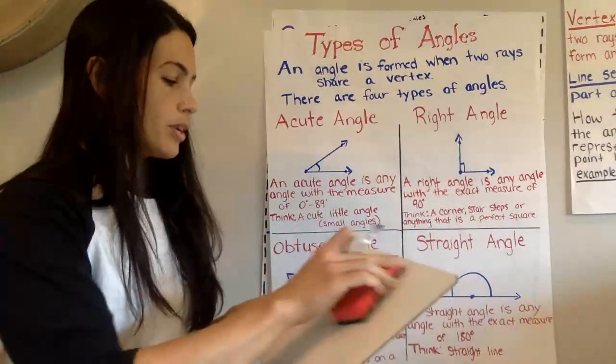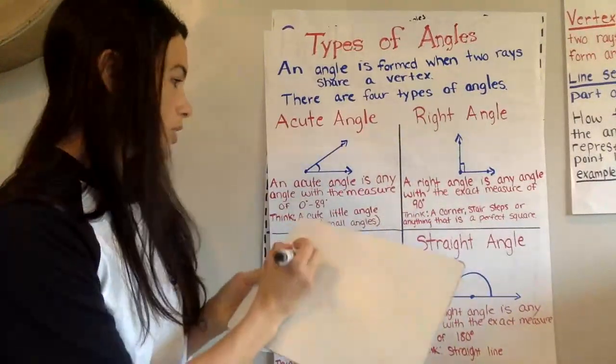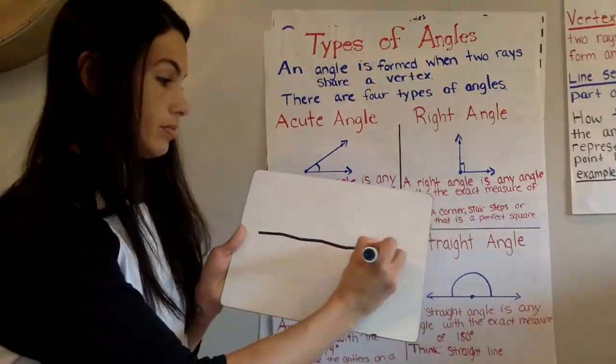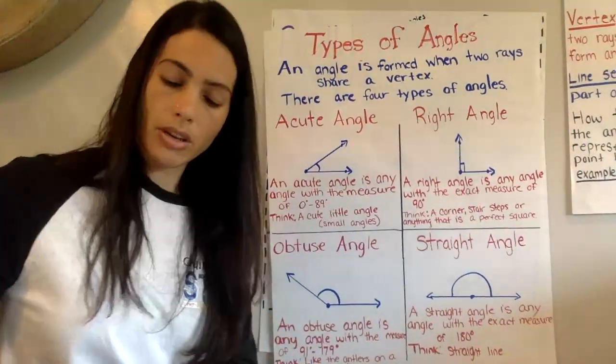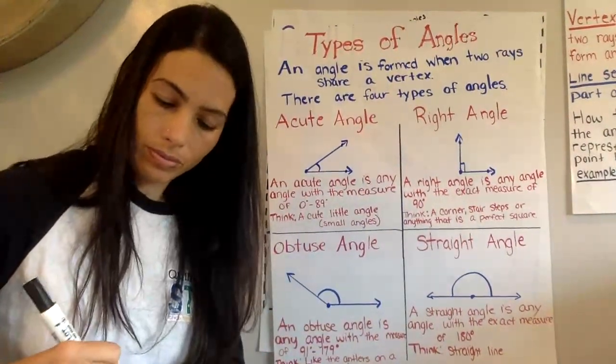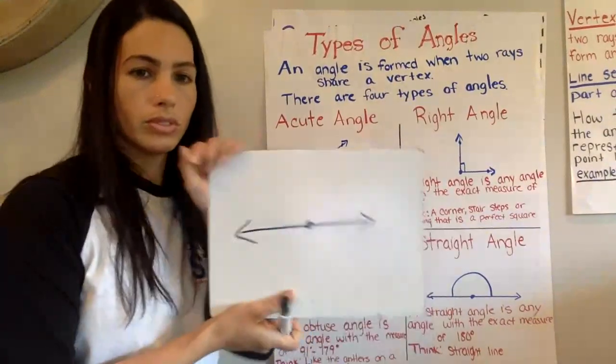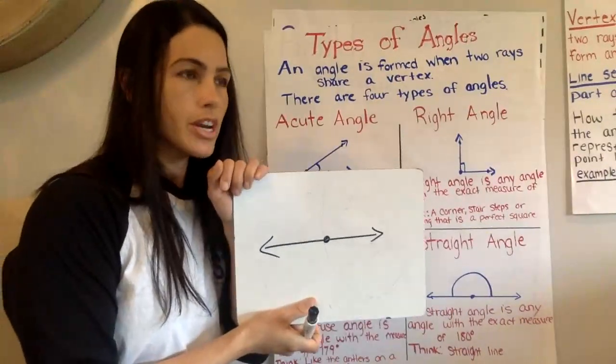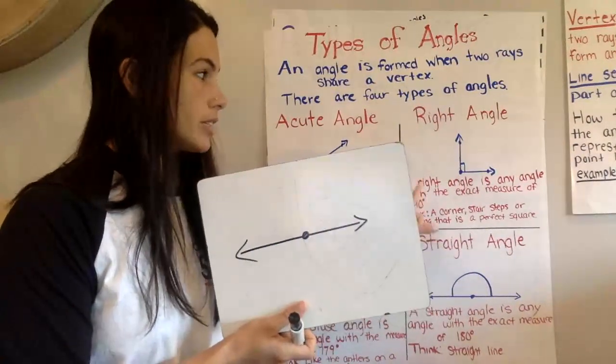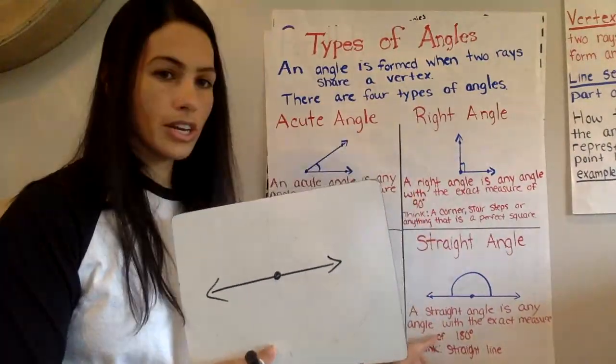And then the last one you learned was a straight angle. Oh, the line's a little messy. Let me try again. That's what a straight angle is, 180 degrees. So just like the right angle is 90, this always is 180 degrees.